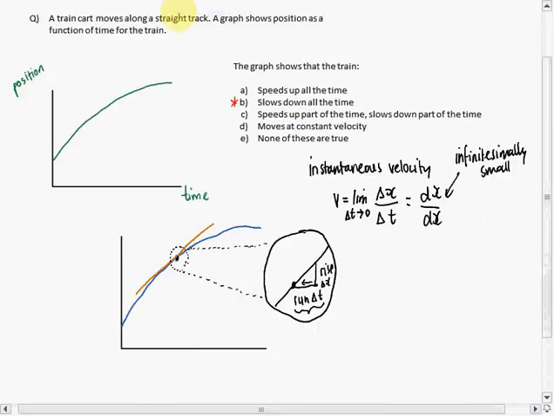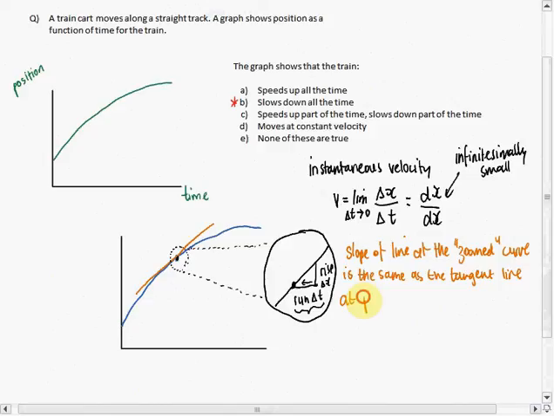So, a really important distinction, therefore, is that the slope of a line at the zoomed curve is the same as the tangent line at the point of interest. Right, that's kind of what we've just shown.